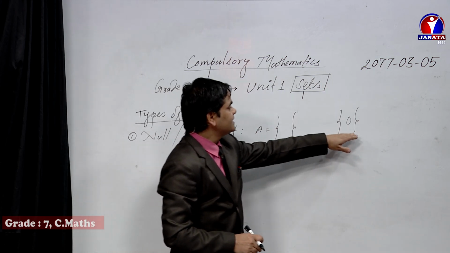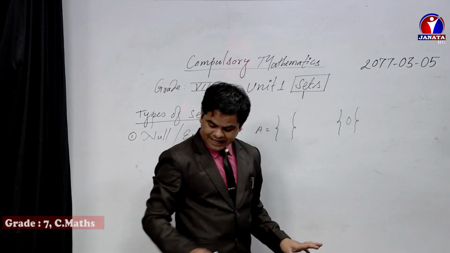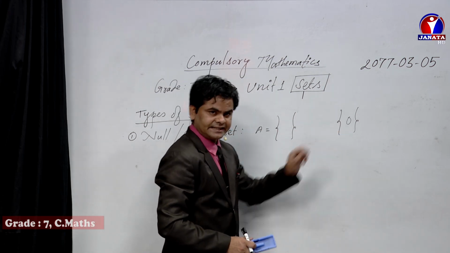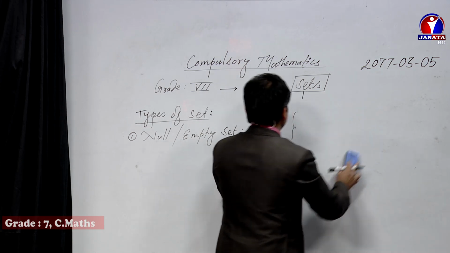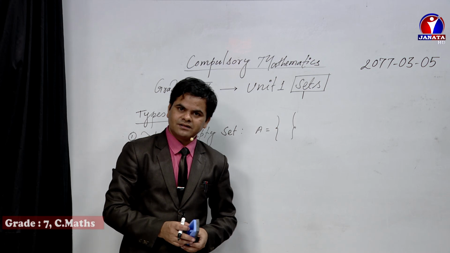That's why it is not a null set. It is one member. That's why we cannot write null set like this. But we can use this one. This is the symbol of representing a null set.